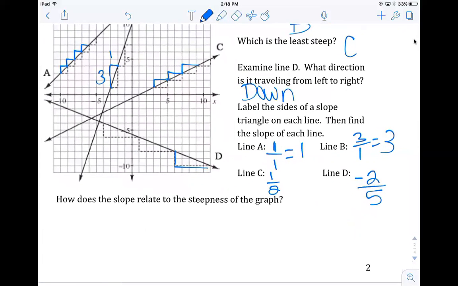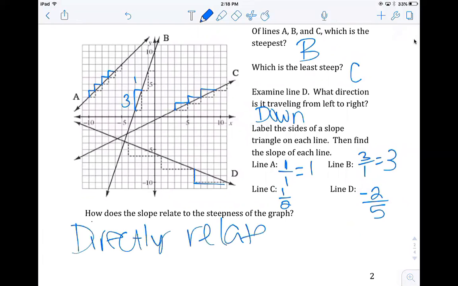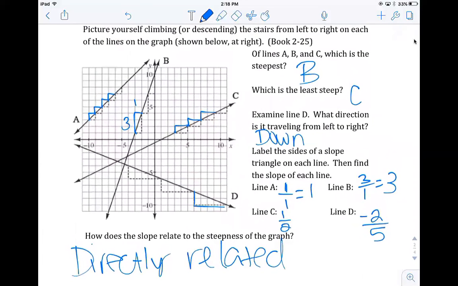So the last part of this says, how does slope relate to the steepness of the graph? Well, slope and the steepness are directly related. So the steeper the line, the bigger the slope. And we can check that because we had said line B is the steepest. And notice that line B, the slope is the biggest. And even the least steep line, which was line C, has the smallest slope. So they are directly related.